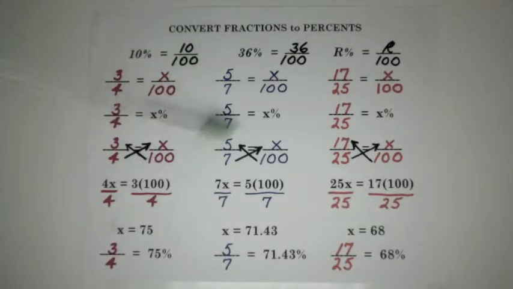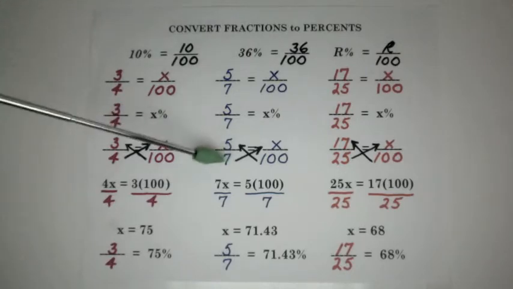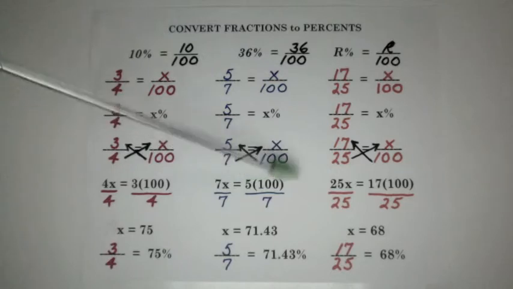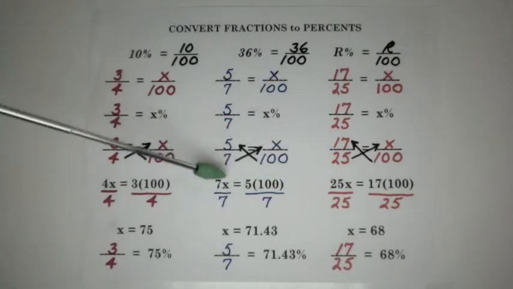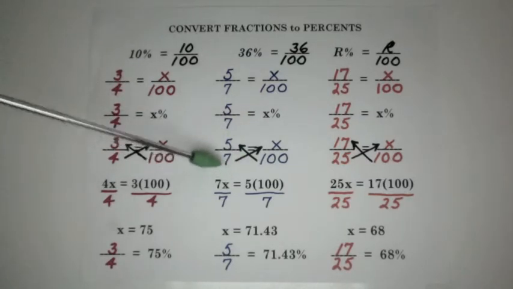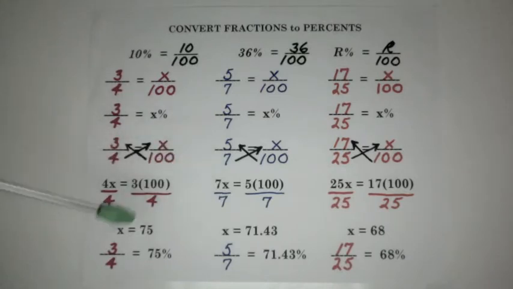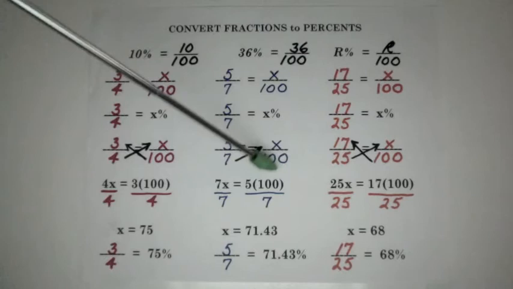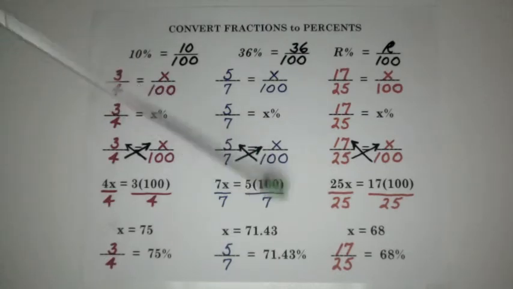R over 100 means R percent. So I'm going to use cross multiplication because there is no whole number that I can multiply 7 by to get 100. 7 times x is 7x. 5 times 100 is 500. I need to isolate the x. I need to get the x by itself. So because 7 is being multiplied to x, I must divide by 7. Whatever I do to one side of the equal sign, I must do to the other. So I must divide this side by 7.